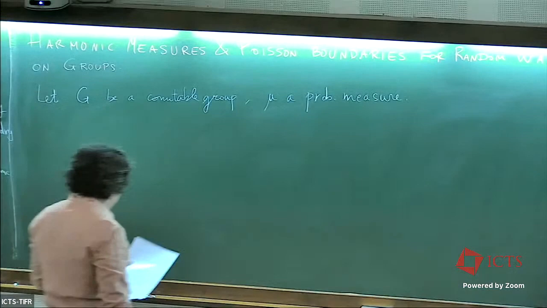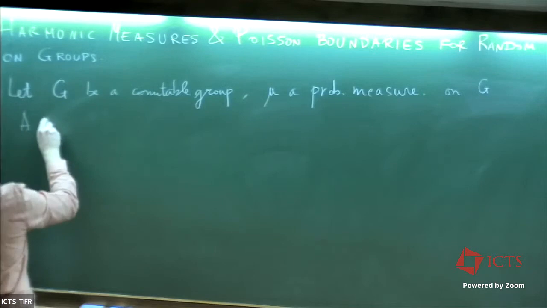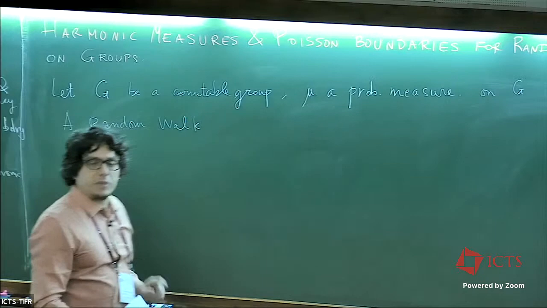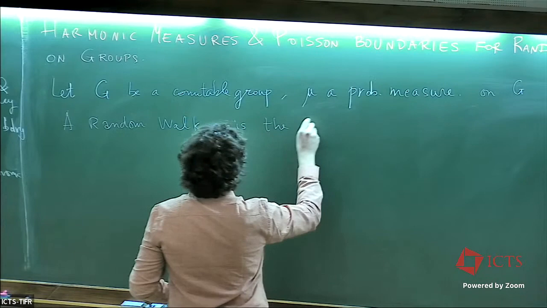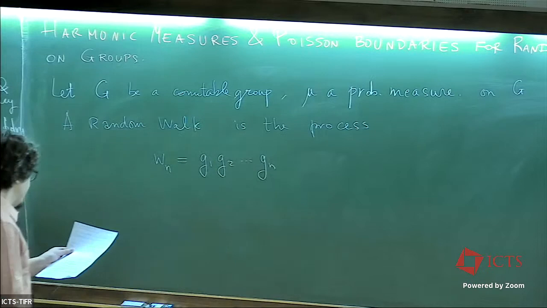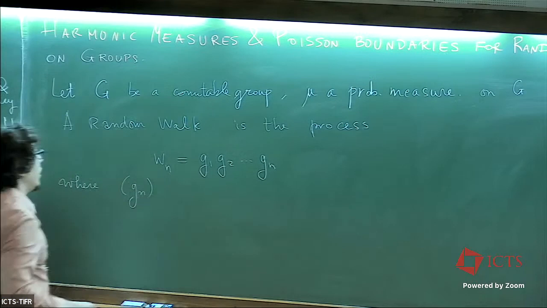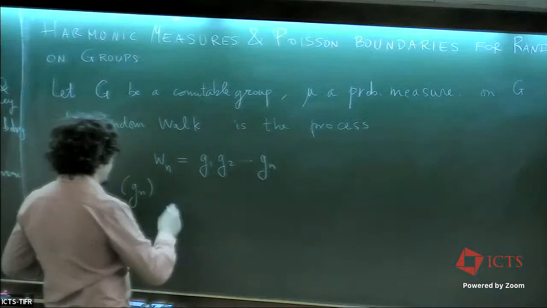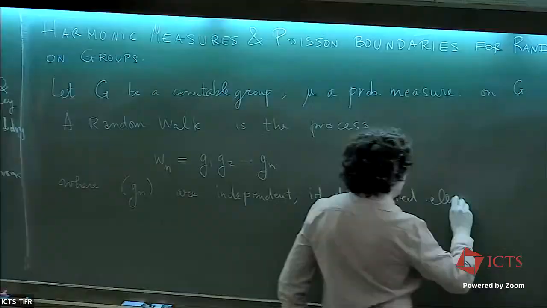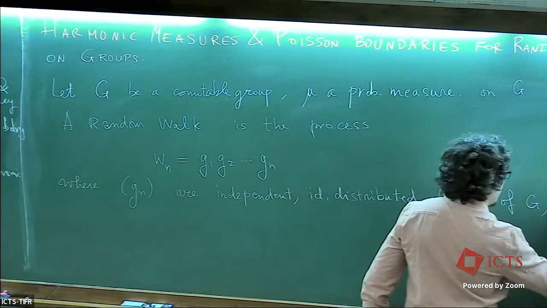Okay. And then what is a random walk? It is the following process, where we start taking randomly elements of G according to this probability measure, but then we multiply them together. So the process is defined like this. We call it Wn, the product of g1, g2, up to gn, where we draw the gn independently and with the same distribution. So they are independent, identically distributed elements of G, and the law is this mu.